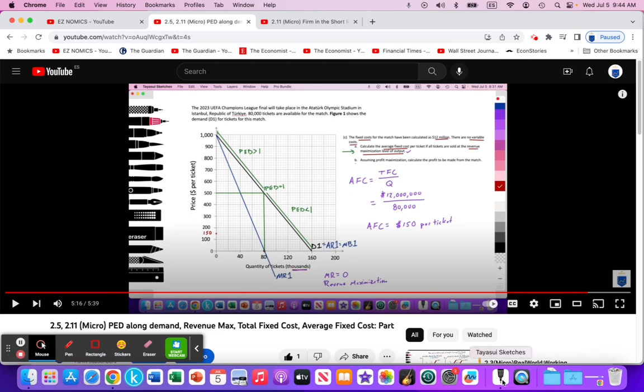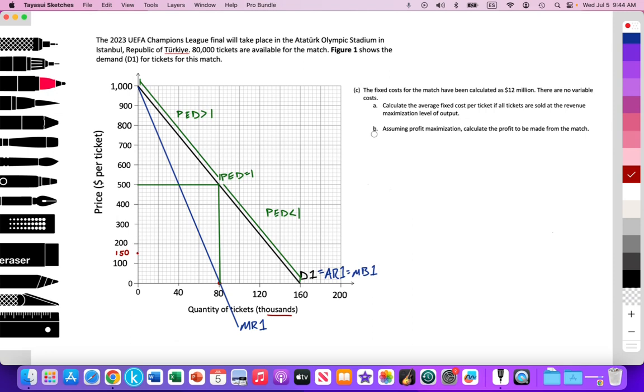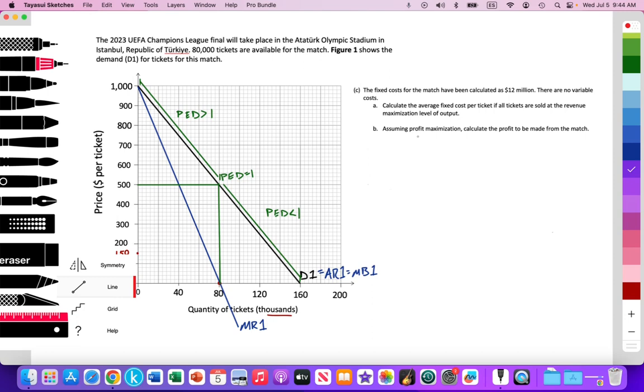So in this video, we're going to go over a little bit more theory. We're going to tackle this second part to this question. Here it says, assuming profit maximization. So let's make some notes here. Assuming profit maximization, calculate profit to be made from this particular match. But there's some additional information that we need here. Here it mentions that there are fixed costs of 12 million and that there are no variable costs.